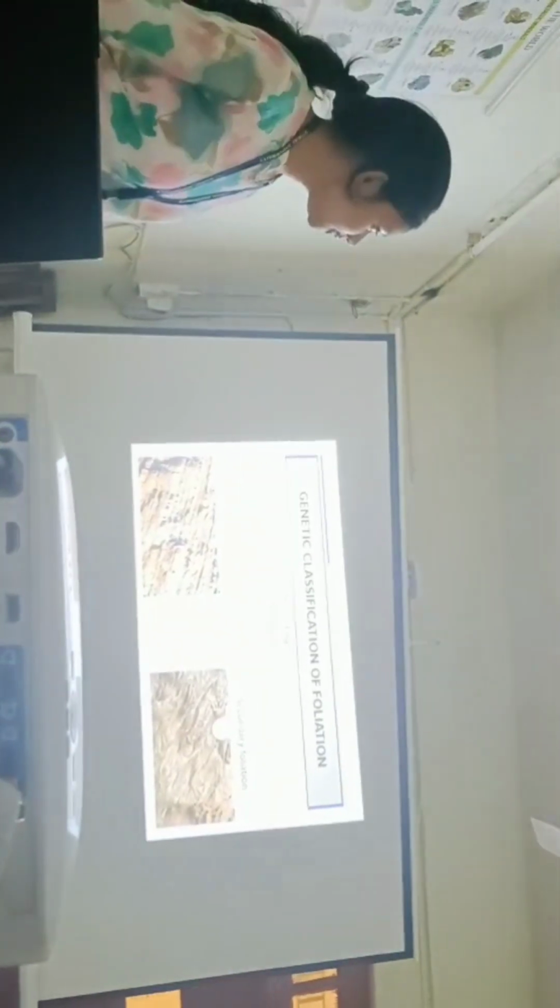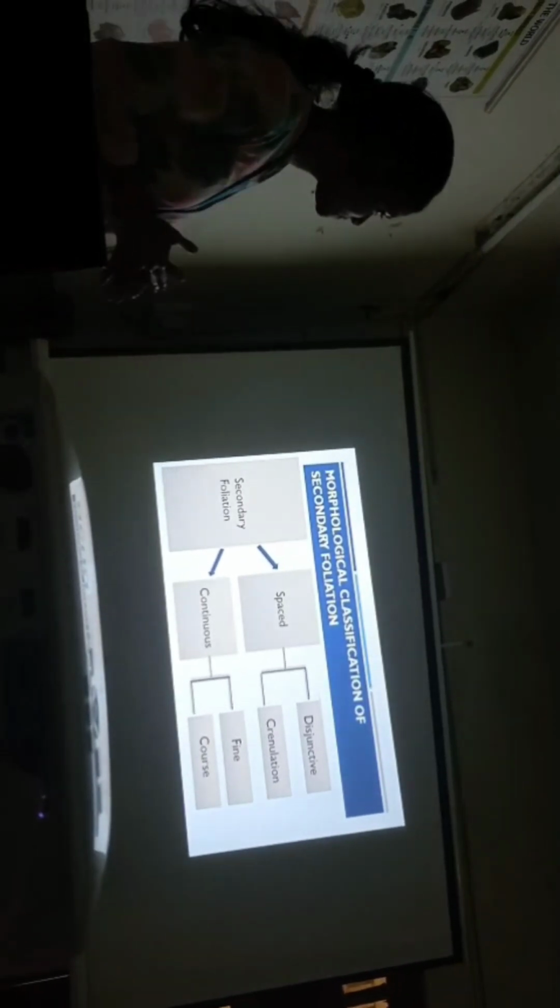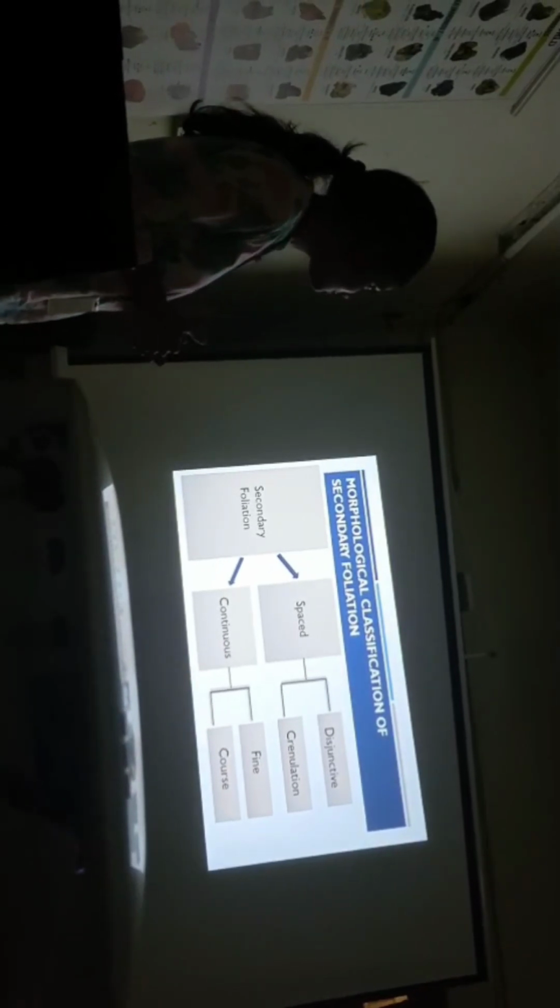But in case of secondary foliation, there is a very broad classification. On the basis of morphology, secondary foliation has been classified into many types. On the basis of spacing present between the cleavage domains, secondary foliation has been classified into two types: one is spaced cleavage and another one is continuous cleavage. If the spacing present between them is greater than 1 millimeter, then it is called spaced cleavage. If it is less than 1 millimeter, then it is called continuous cleavage.